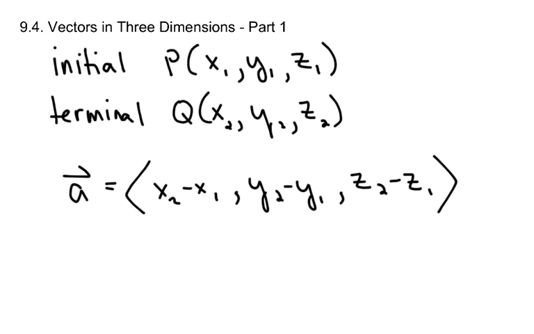In section 9.4, we're going to talk about vectors in 3 dimensions. And it turns out that all the math we did for vectors in 2 dimensions is going to work exactly the same for 3 dimensions. The only difference is you have z's instead of just x's and y's. So if you have 2 points on a vector, the initial point and the terminal point, you can still find the vector by doing terminal minus initial of each of the components, x, y, and z.